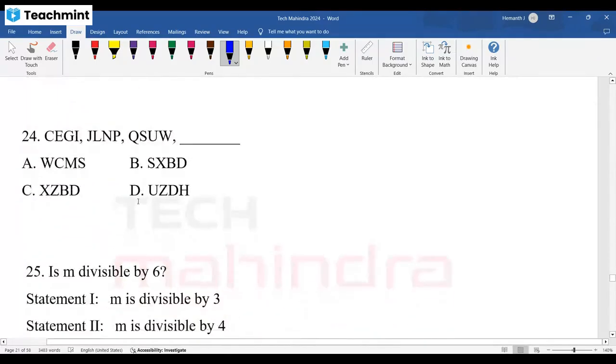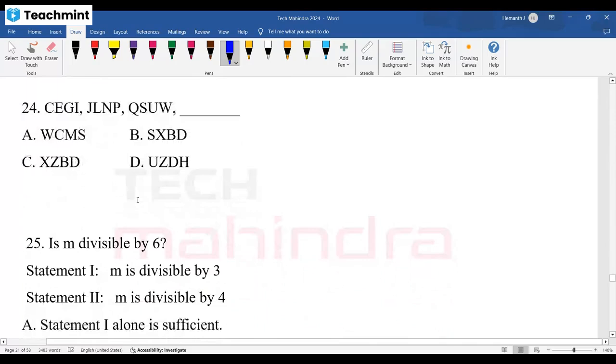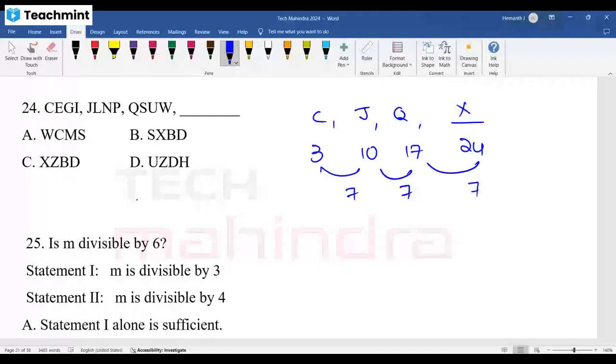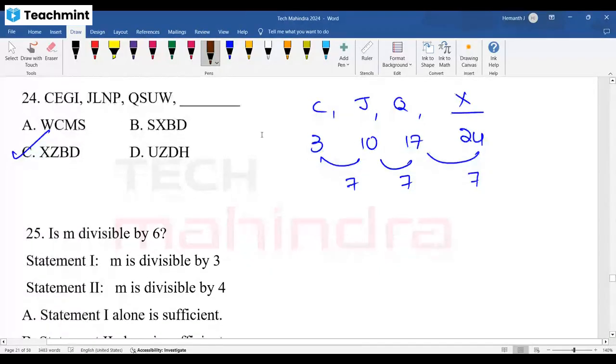This is letter series. When you want to handle letter series, see the first letters, second letters separately. This is 3, 10, 17. We have 7 gap, 7 gap. Again 7 gap means 24, nothing but X. Starting with X, only one option available. Directly go ahead with that. You should know the coding. Okay, you are already aware of that, so no need to spend much time there, right?